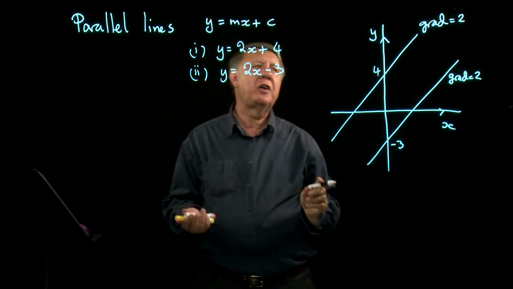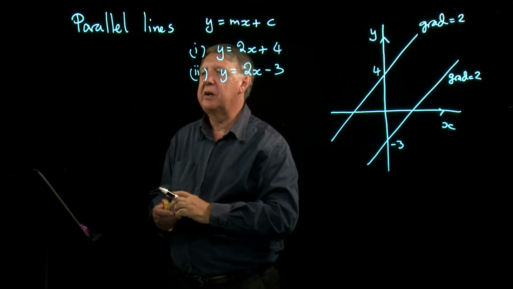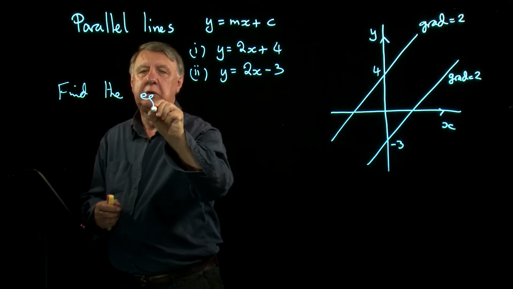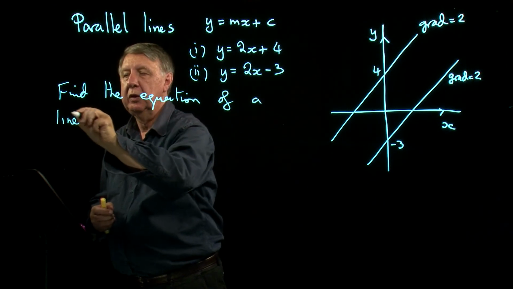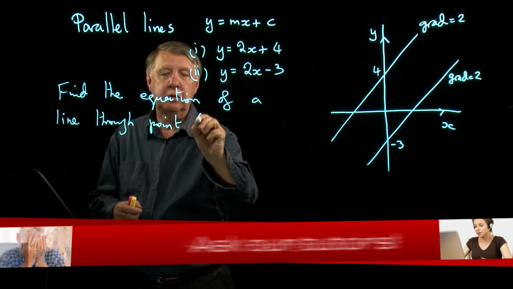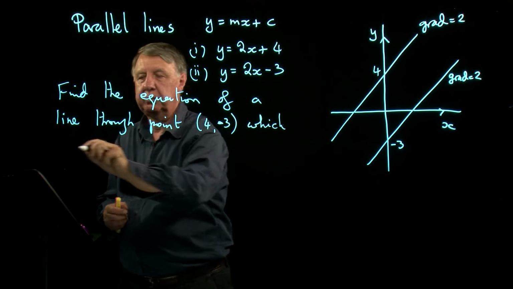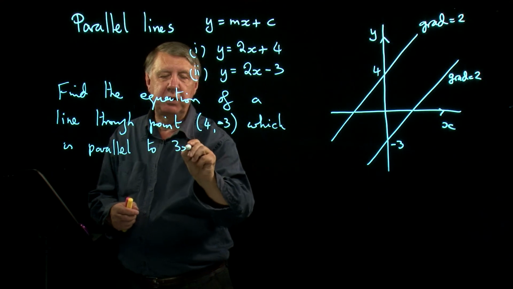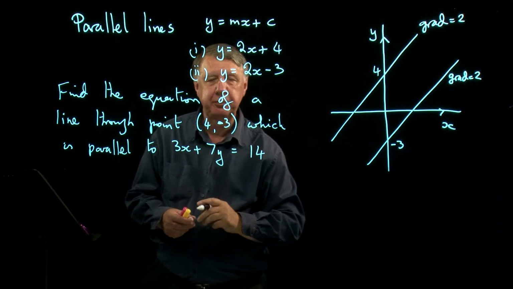But the chances of a question like that, of course, are extremely remote. You're much more likely to be asked something like this. Find the equation of a straight line through the point (4, -3), which is parallel to 3x plus 7y equals 14.